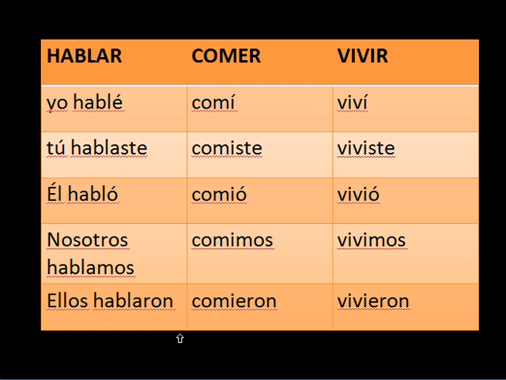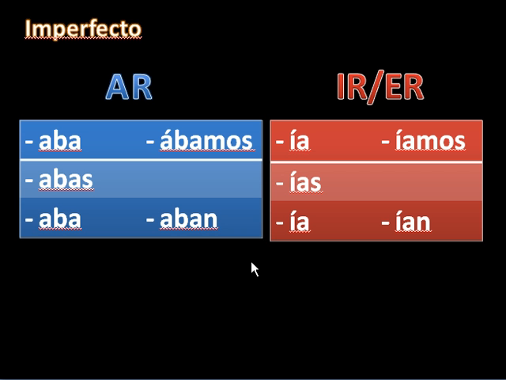And here's a chart if you want to see how they're all conjugated. Now for the imperfecto, you have different endings. You have aba, abas, aba, ábamos, aban, ía, ías, ía, íamos, and ían.